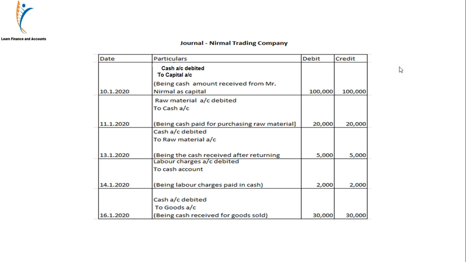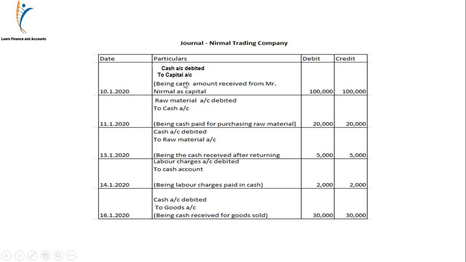Similarly, we have the second transaction: raw material account debited to cash account, 20,000 each. Third transaction, fourth transaction. Now let me tell you about this transaction. Labor charges of 2,000 were paid to a laborer whose name is Raghav. So will Raghav be written as an account? No. It is a cash transaction, so Raghav will not be written as an account. Cash account will be written.